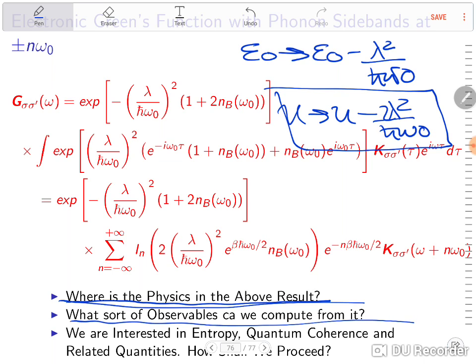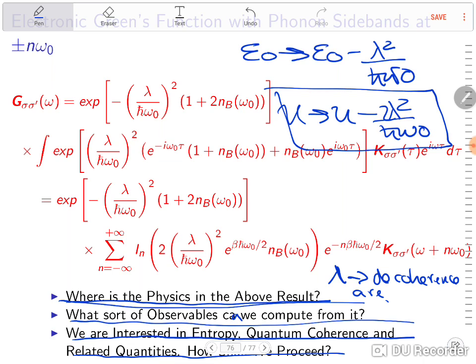And then what sort of observables can we compute from it? That's a question for a different video, as we can, for instance, see the effects of phonons in electric current, in spin current, and in the density of states, as I showed you just in brief before, and stuff like that. We're interested in entropy and quantum coherence and related quantities. And then how can we proceed? Because what has been shown is that the electron-phonon interaction destroys quantum coherence. So then you can go on to the coherence situation with lambda. Lambda and the coherence are related. Okay? And the coherence and entropy are related.